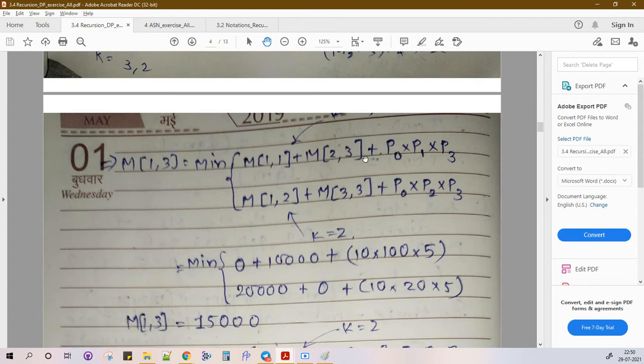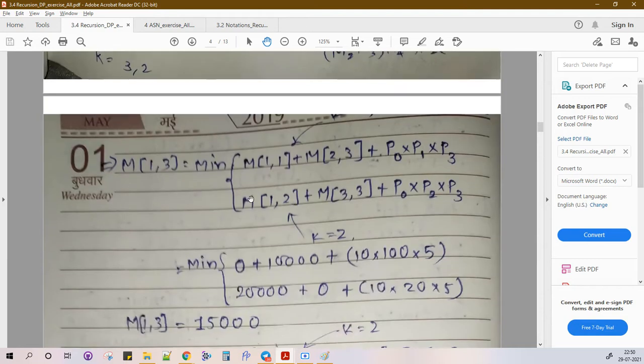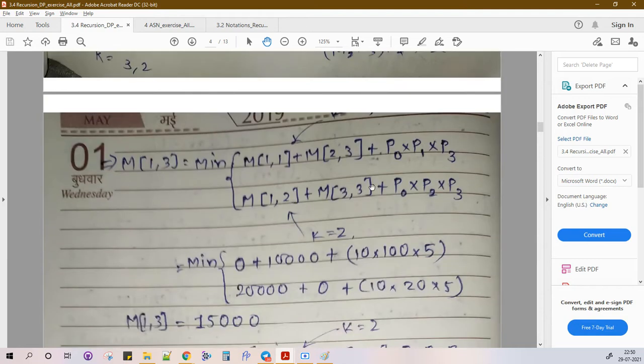pj, the column number of the second term, right? So p0, p1, p3, p(i minus 1) k j, right? And similarly, if I take m1 m2, if I group the first two, then it would be m12 plus m33. K plus 1 is nothing but 3, j is 3. p(i minus 1) is p0, pk is nothing but p2, pj is nothing but p3.